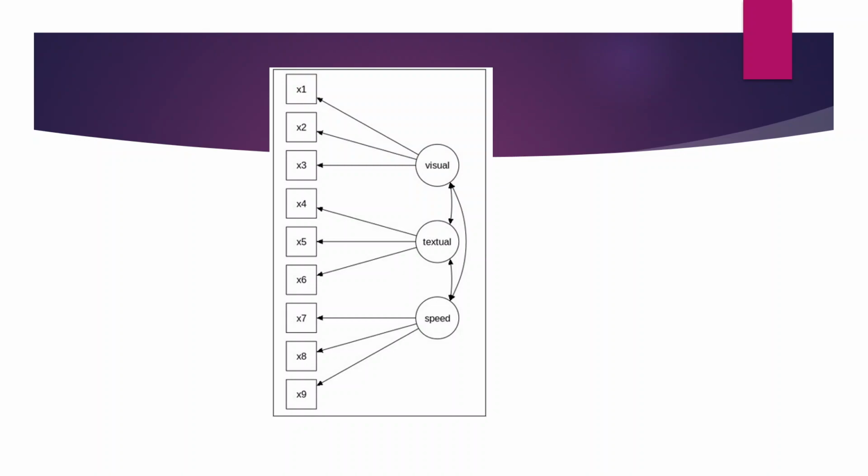You can see here that this is one model where x1, x2, x3 are the statements and they are going to be loaded on visual. x4, x5, x6 are the statements which will be loaded on textual. x7, x8, x9 will be loaded on the construct which is speed. In exploratory factor analysis, we don't have such a model. In our previous videos we discussed that we will be creating the structure, right?